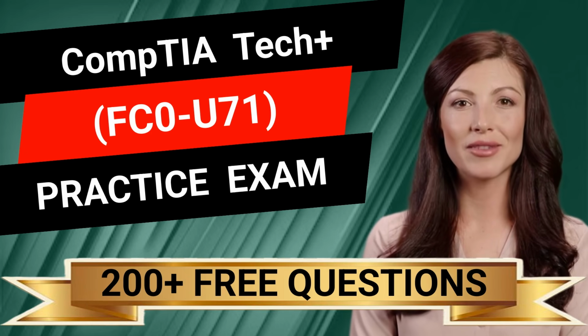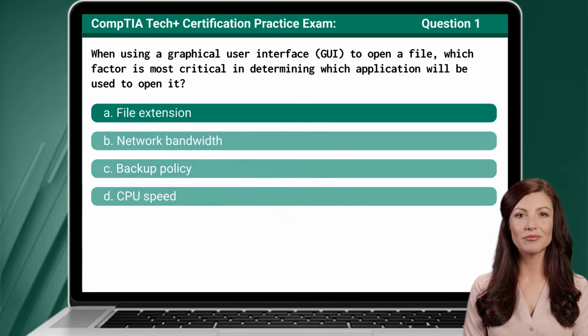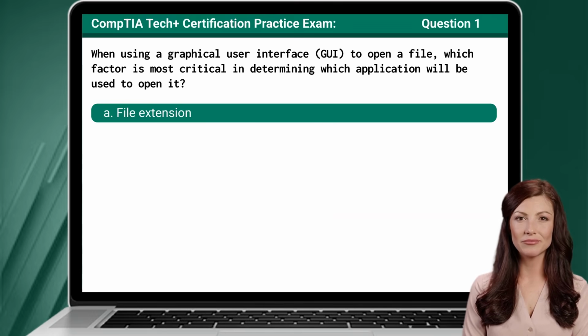Great, let's begin. Question 1. When using a graphical user interface to open a file, which factor is most critical in determining which application will be used to open it? The answer is A. File extension.